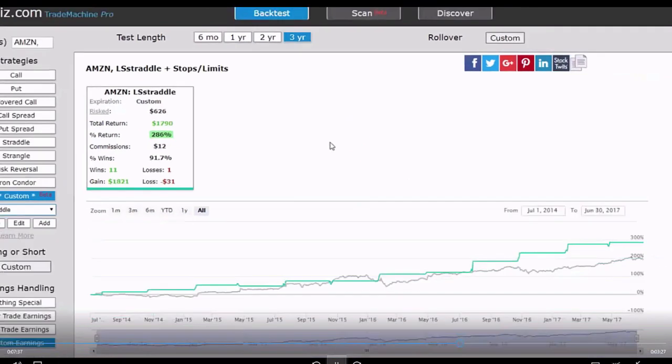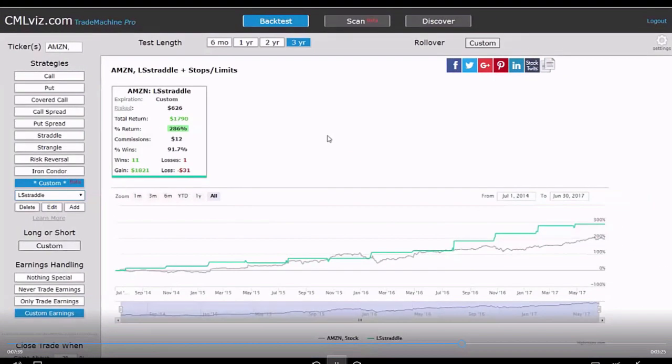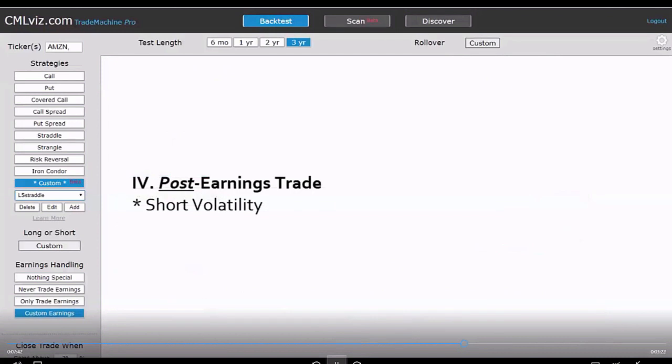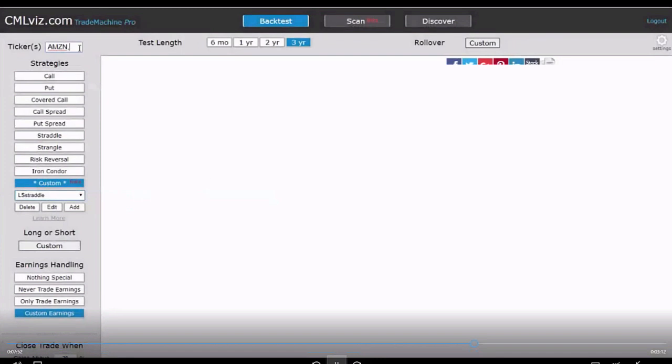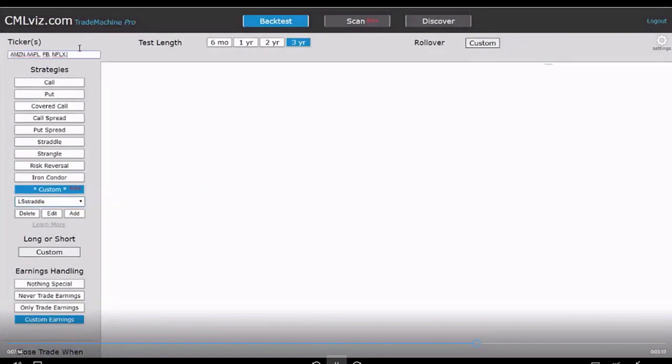All right, now it's time to look at the periods right after earnings. Everything we've done so far has either been long volatility or been vol neutral. Let's look at a short volatility trade now. We will look at selling an iron condor. So we will put all the FANG stocks back in here. We'll go to iron condor.